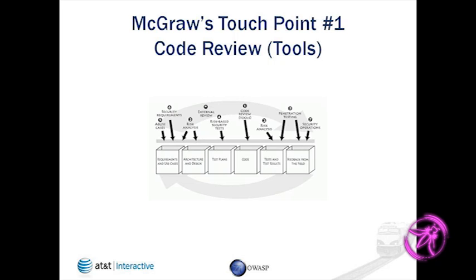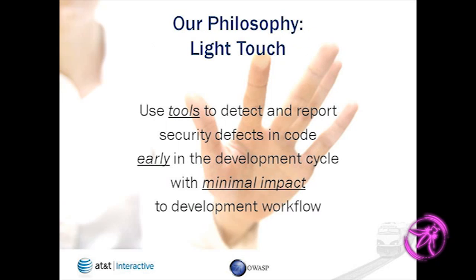So this is one approach that we handle security at the source, right? Literally. So our philosophy here is a light touch, right? We want to use tools to detect the security defects early in the phase, and we want to do that without having a lot of impact on the development workflow. Because we all know that developers are busy. They have a lot of feature requests, and they have deadlines, right?